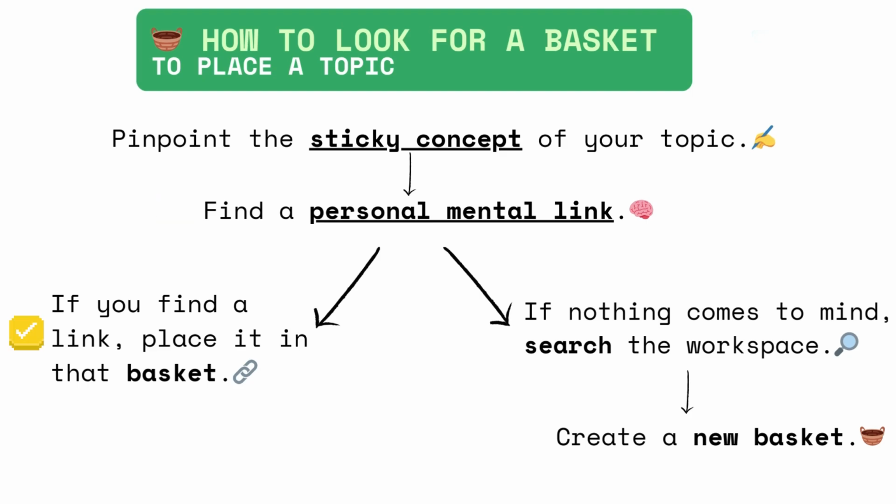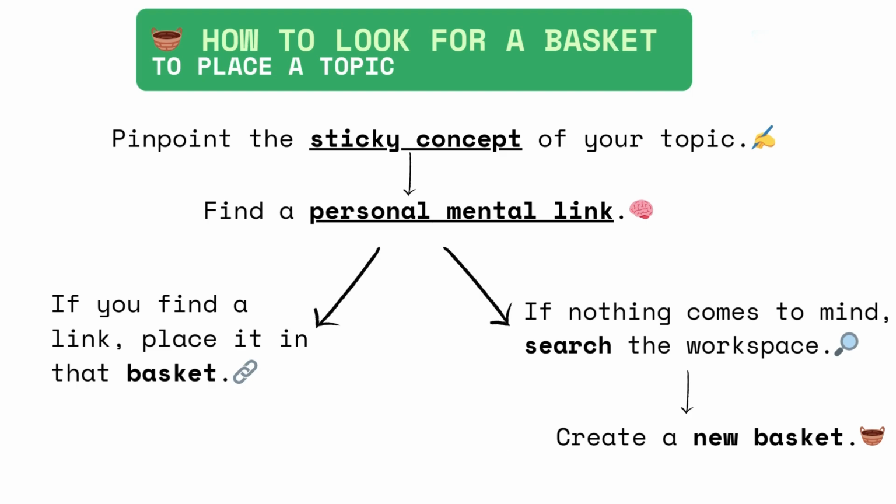For step 3, if you find that link, place your topic in that basket. Remember, the goal isn't to be logical, it's to be memorable. If it helps you remember, then it works. Step 4 comes in when nothing immediately comes to mind. That's when you search your workspace using keywords related to that tricky concept. And if you still find nothing, no stress. That brings us to step 5. Create a new basket. Name it after the concept or cue, something like itchy, 0.5 ml, or high pitch, then drop your topic in. Trust me, it won't stay lonely for long.